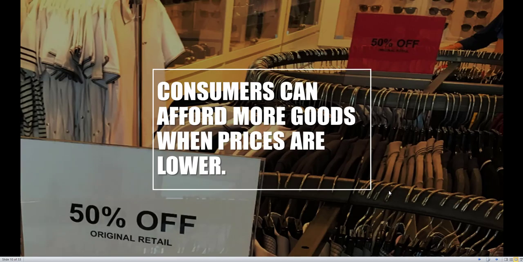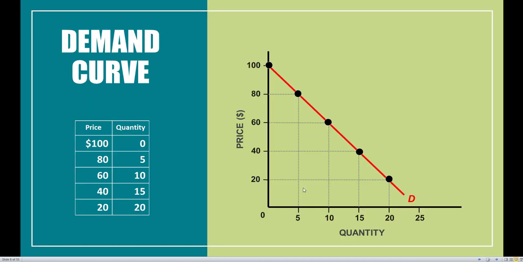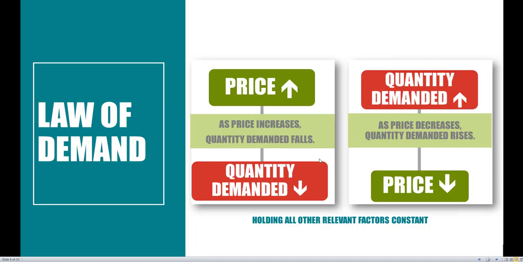And with all of this, we do notice that, hey, this does make economic sense for us because consumers can afford more goods when prices are lower. When prices are very, very low, as we have in this instance, we probably are going to buy more of this particular good, whatever it may be. But when prices are very, very high, we're not going to demand as much, so our quantity demanded is relatively low. So essentially, this is the law of demand in action, a negative relationship between price and quantity demanded.